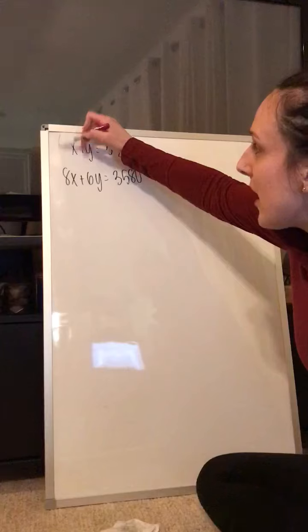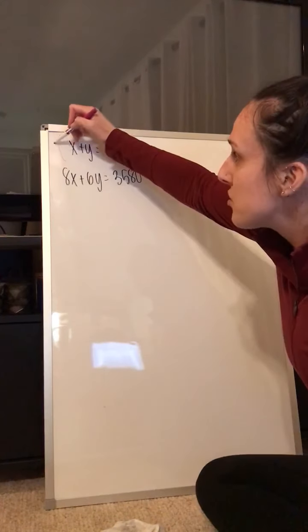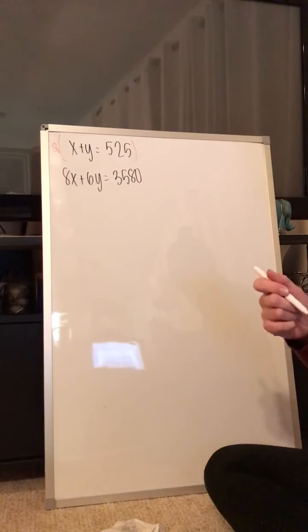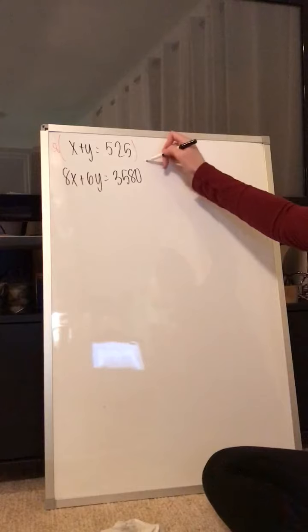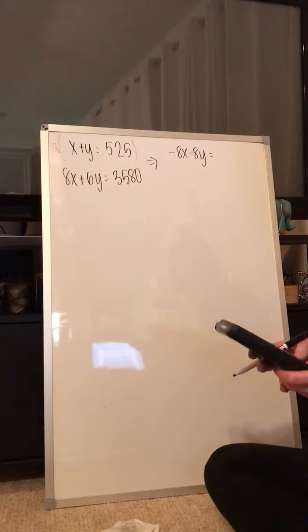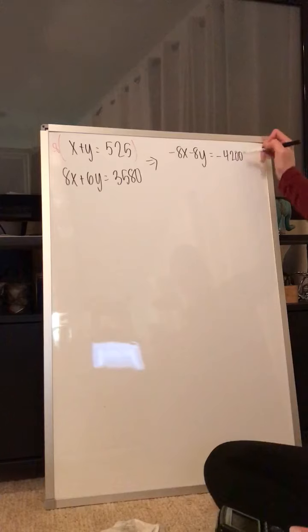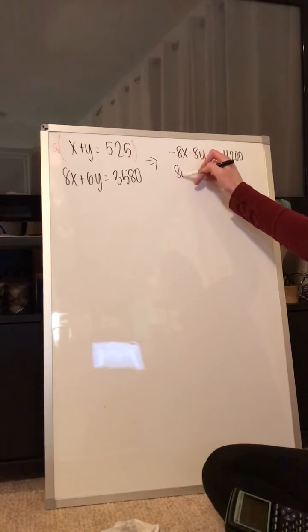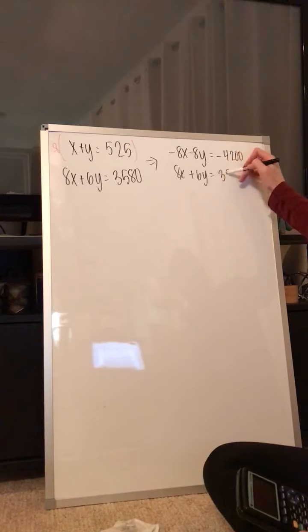So I'm going to multiply this first equation, I'll get rid of the X's, so I'll multiply the first one by -8. And again, that -8 is going to be multiplied by everything in that first equation. So -8x minus 8y is equal to, let me grab my calculator, 525 times -8 is -4,200. And then that second equation is going to stay exactly the same. So 8x plus 6y is equal to 3580.